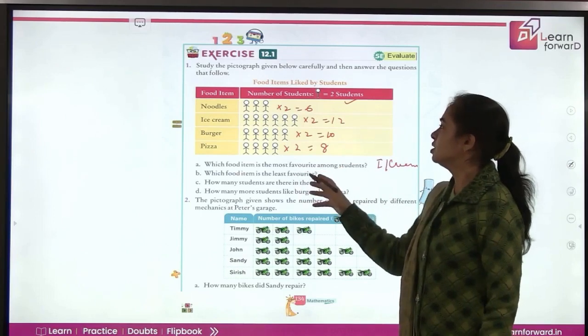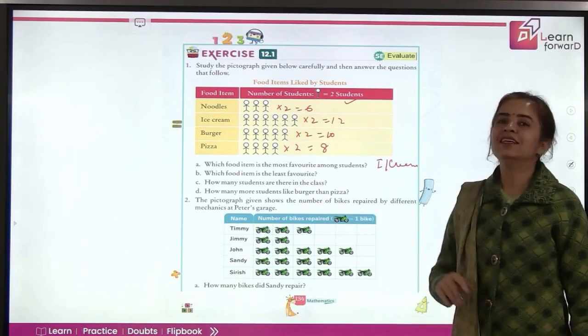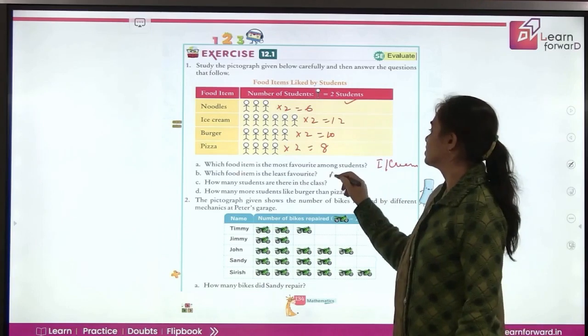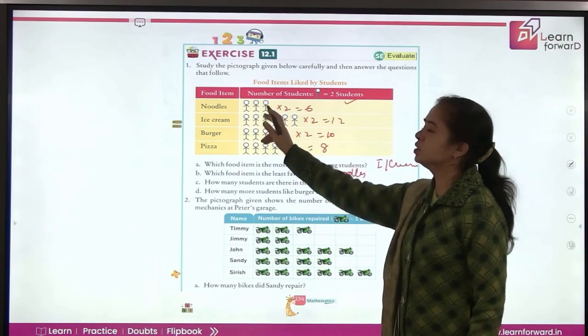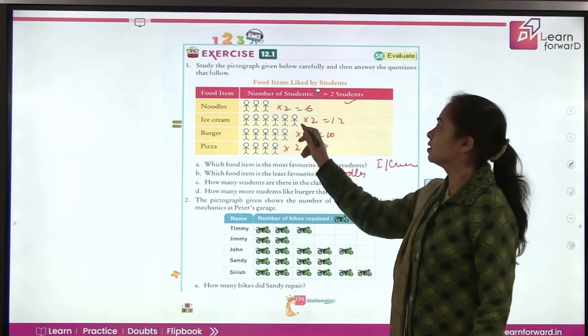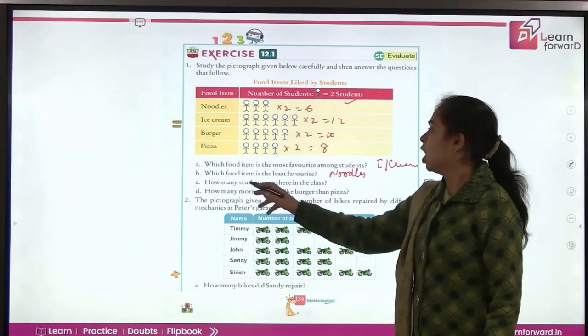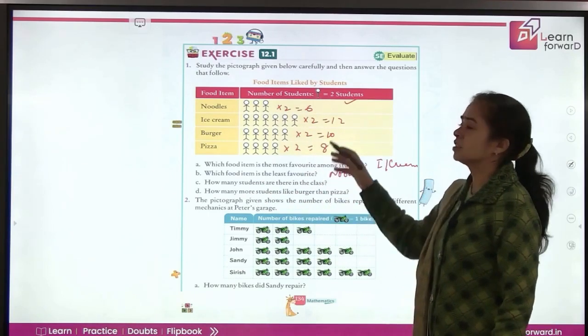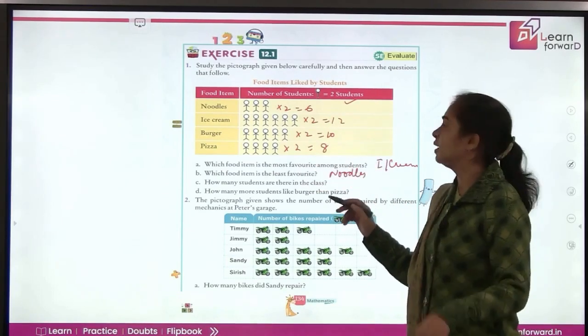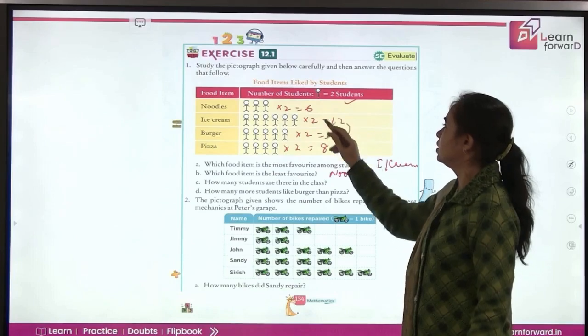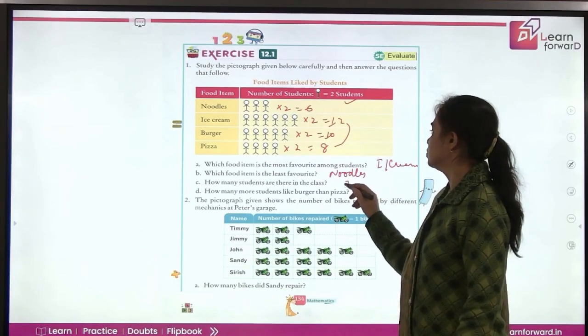Which food item is the least favorite? The first one, noodles. So, without even looking at the numbers, when you compare the pictures, you see the least is here, the maximum is here. How many students are there in the class? So, all the students are grouped in these categories. Let's quickly add them up. 10, 20, 30 and 6, 36 students in class.